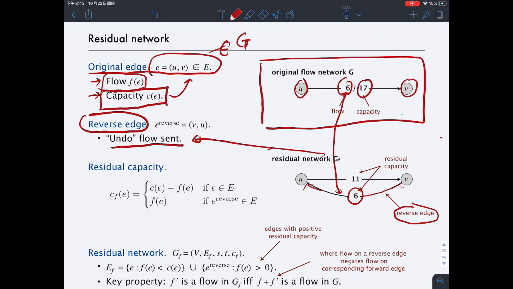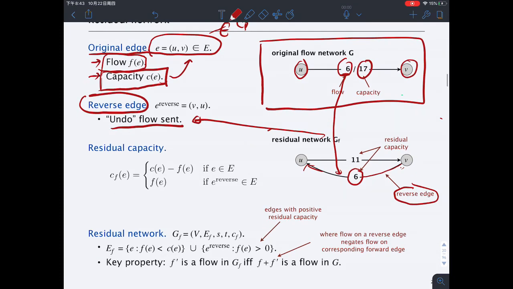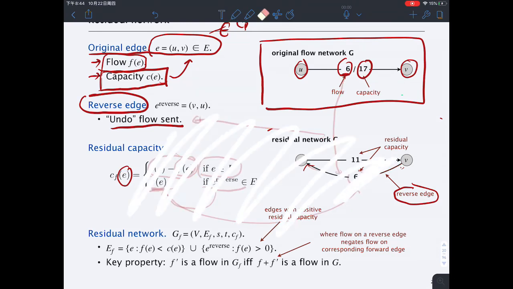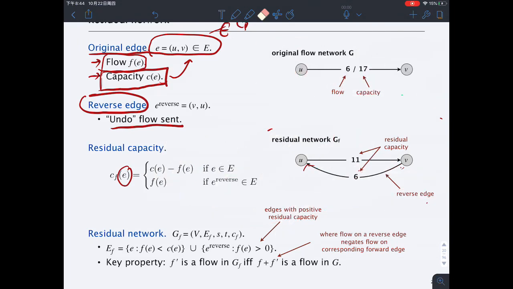So this is how we define the residual capacity. For an original edge, it is straightforward: the capacity minus what we have used so far. For a reverse edge, we just use the flow we have used so far, which corresponds to 6 here. This is one of the less subtle cases. Let's also discuss one of the more subtle cases.